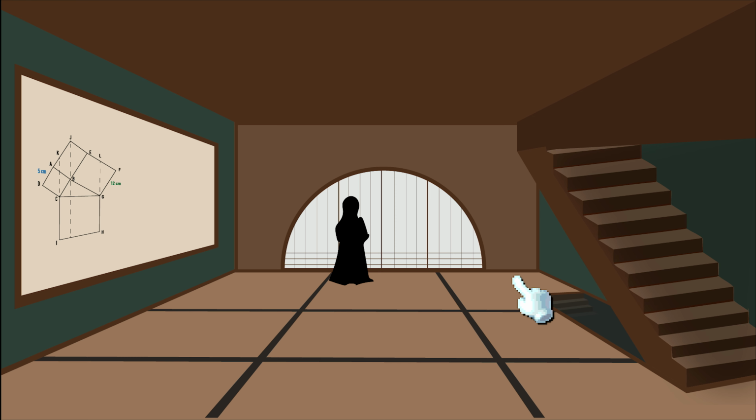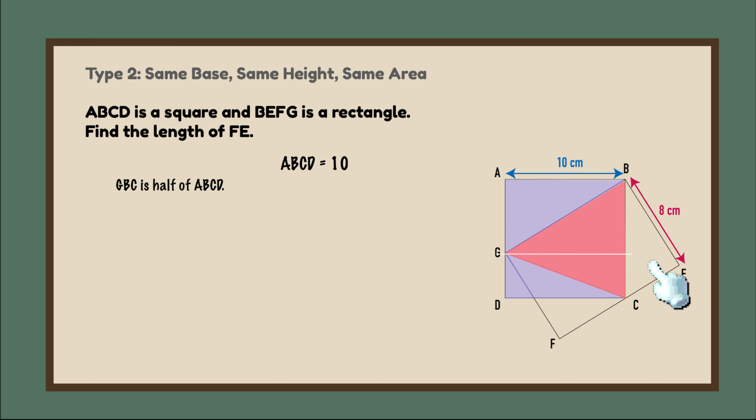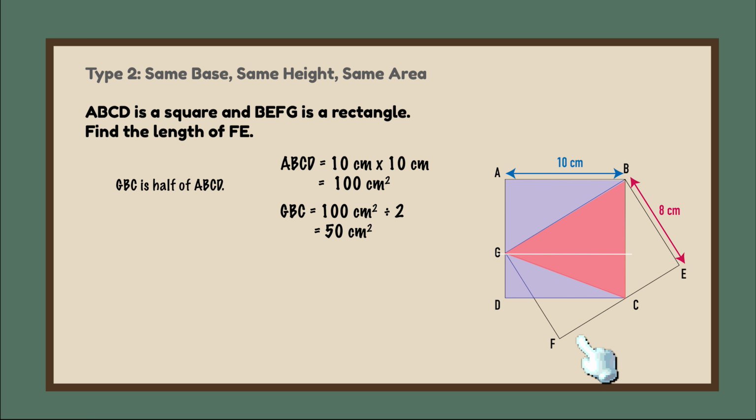Okay, I'm not done yet. ABCD is a square and BFG is a rectangle. Find the length of FE. Okay, so first thing that I notice is that GBC is half of ABCD. And that means we can find GBC quite easily. We just need to find the area of ABCD and then halve it. Does this help with finding FE though?